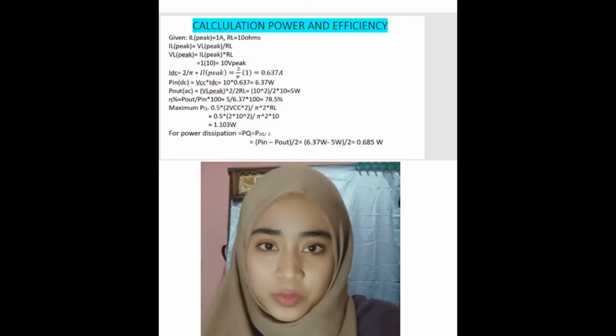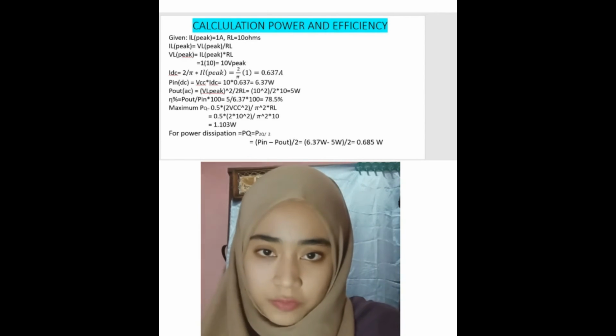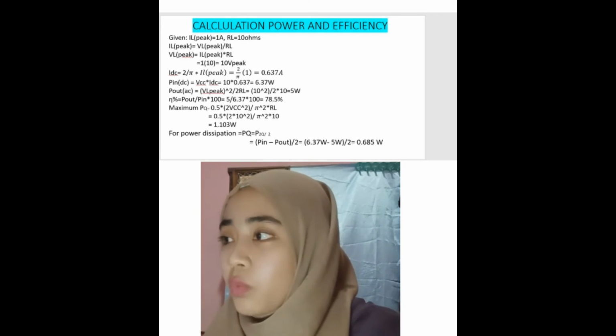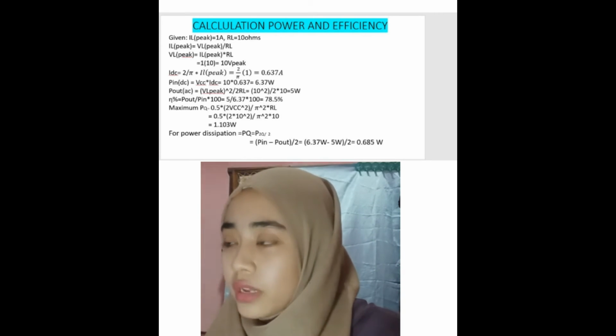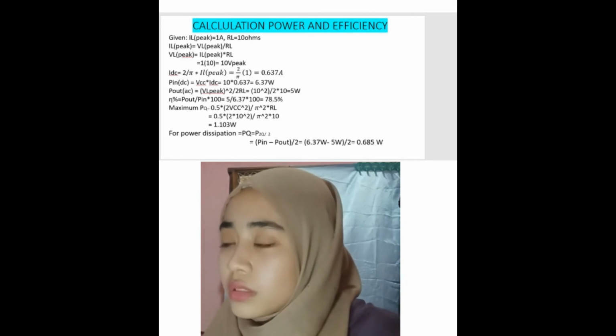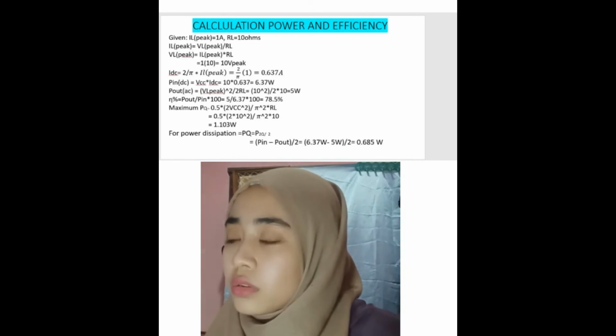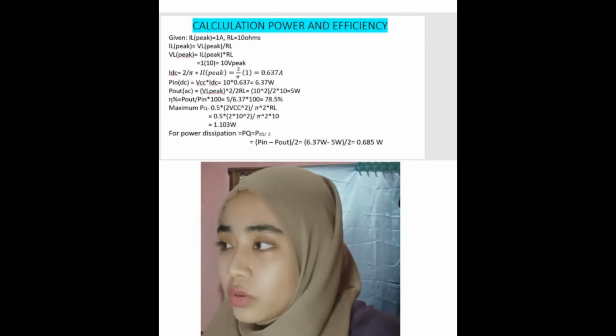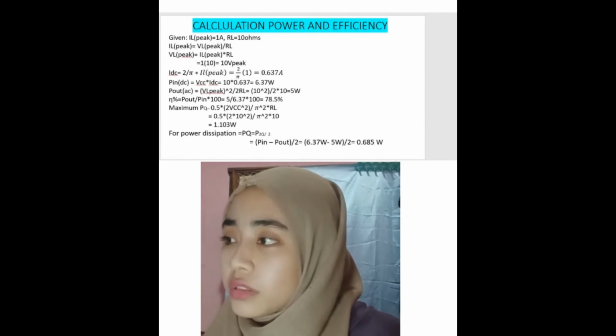So today I would like to present the calculation of power and efficiency. Firstly, it's already given the load current peak is 1 ampere and the load resistor is 10 ohm. Firstly, we have to calculate the load voltage peak. The formula is load current peak multiplied by load resistor, and the answer is 10 volt peak.